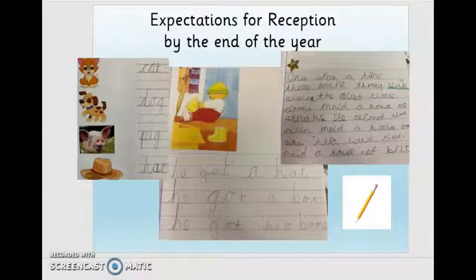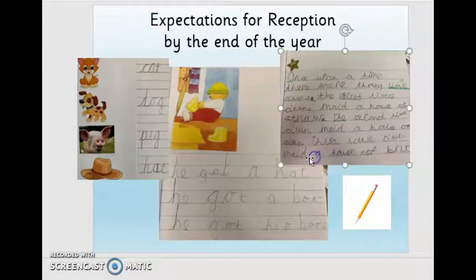In reception, this is the sort of expectation that we are working through across the year. So we begin with being able to write simple CVC words. We then build this up to being able to apply this to writing simple sentences. And then later on in the year, we'll try and apply this to writing simple stories and more.